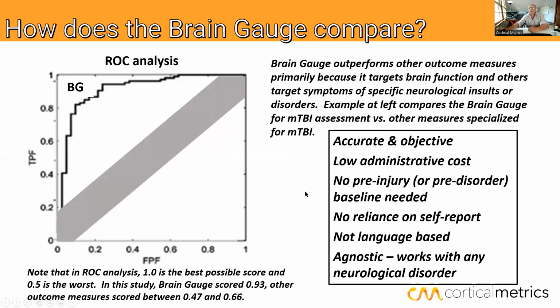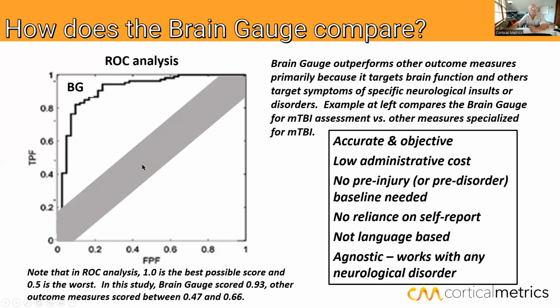Anyway, how does the Brain Gauge compare? This will be the final slide. ROC analysis is sort of a standard for looking at how well a test does for doing a particular thing. In this case, we were in a study examining people with concussion and people without. The perfect score is a right angle, and this is our score, the Brain Gauge score. It did pretty good. Basically, 1.0 is the best, and that means you made no errors. 50% is the worst. That means you did the same as flipping a coin.